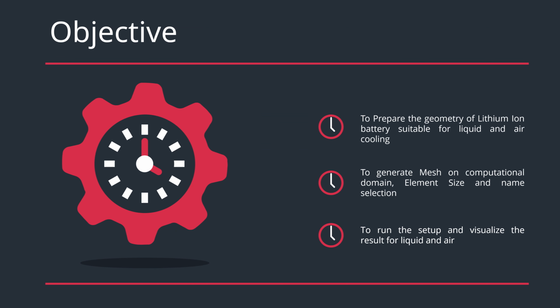Today's objective is to prepare the geometry of the lithium-ion battery cell which is suitable for liquid and air cooling, to generate the mesh on the computational domain and visualize the element size and the name selection, to run the setup and visualize the result for liquid and air. So we'll be using water as the liquid, and air will also be used as a working fluid.